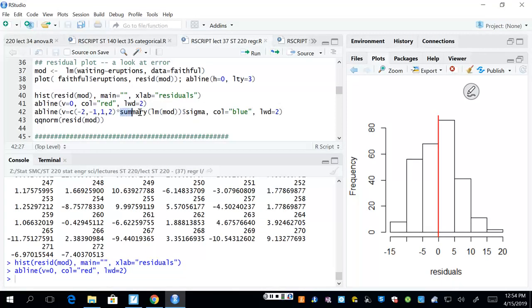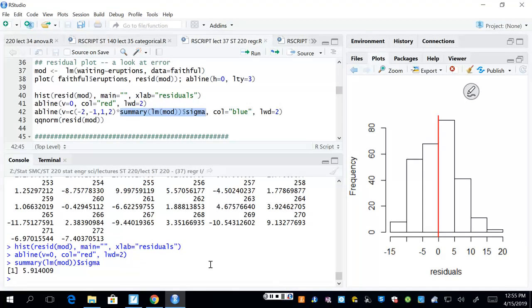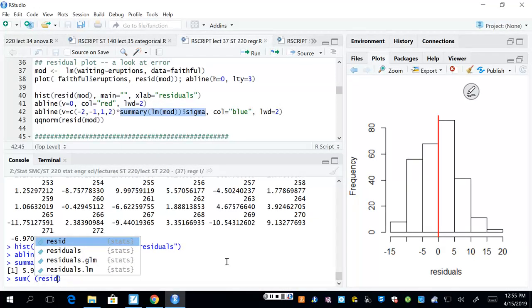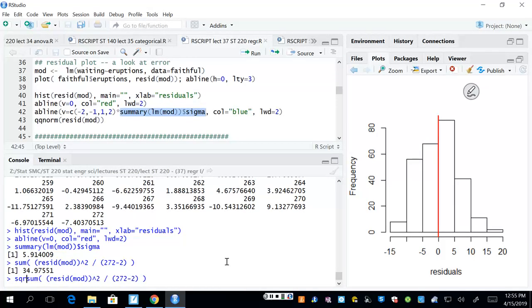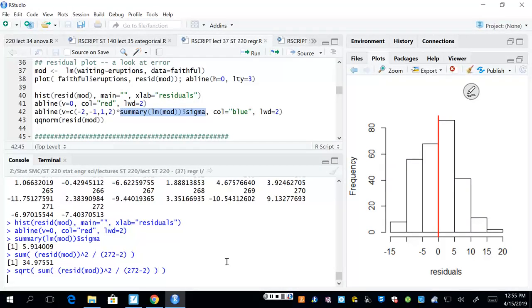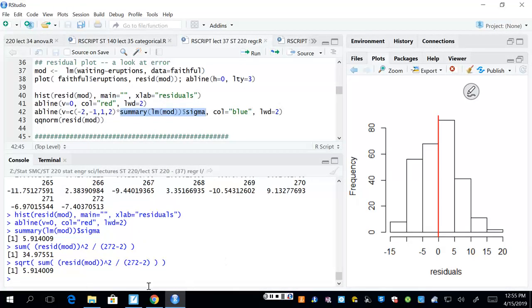And then that sigma value, it's really the estimate of sigma, but our computer code is just calling it sigma to hold on to it there. That value is this 5.914. It computes it as part of things. If you take the sum of the residuals of the model and square those, and divide all that by 270, it's 272 minus 2. There's that value. The square root of all of that is this error value.